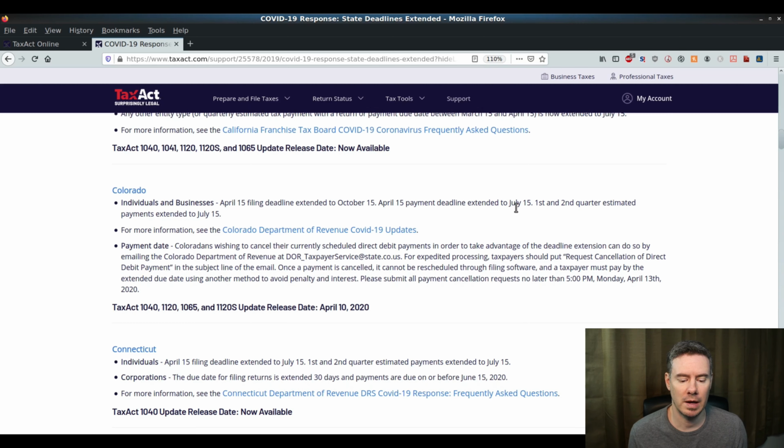First and second quarter estimated payments extended to July 15th. I'm hoping I don't have to do any more estimated quarterly payments anymore. Payment date, Coloradans wishing to cancel. Okay, that doesn't really matter because I didn't already submit a payment. So that's specific to Colorado. I have until July 15th to make the actual payment, and I have basically until October 15th to file. So I'm going to go ahead and just file mine on April 15th anyway. I just want to get this money out of the account and get it all done with. Not going to worry about filing in July.